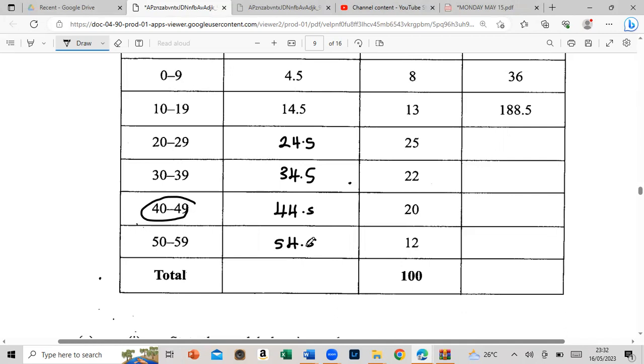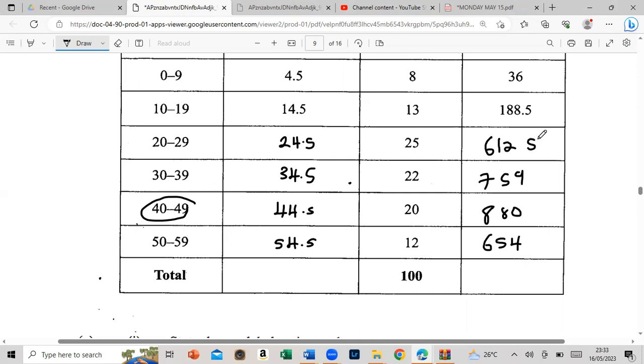Now we are supposed to multiply the midpoint by the frequency. So each row, 12 times this, this is 654. And for this one, it's 880. Guys, use a calculator to complete it quickly. Then you have 22 times 34.5, which is 759, and you continue like that. For the last one, it will be 25 times 24, which works out to 612.5.